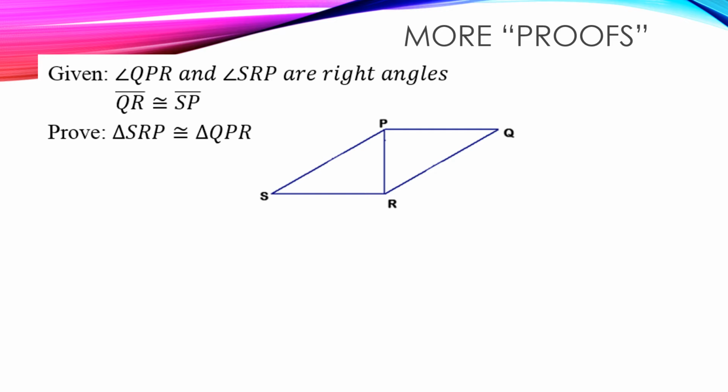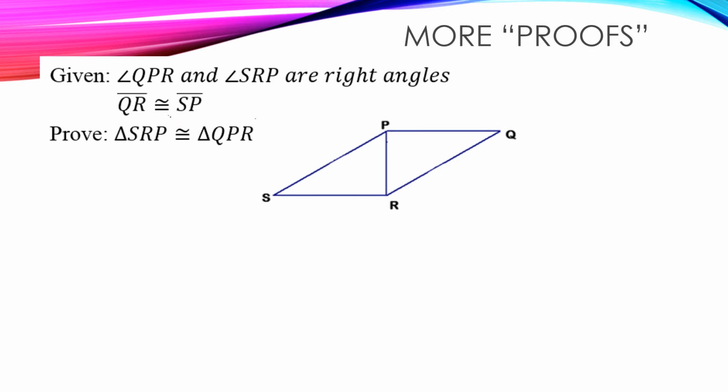So first of all, I'm going to make some marks on my diagram. QPR and SRP are right angles. So I went ahead and drew a little square there to show on my diagram that they are right angles. And then QR is congruent to SP. So I made tick marks there to show that those 2 are congruent. Now I need to prove that the triangles are congruent to each other.